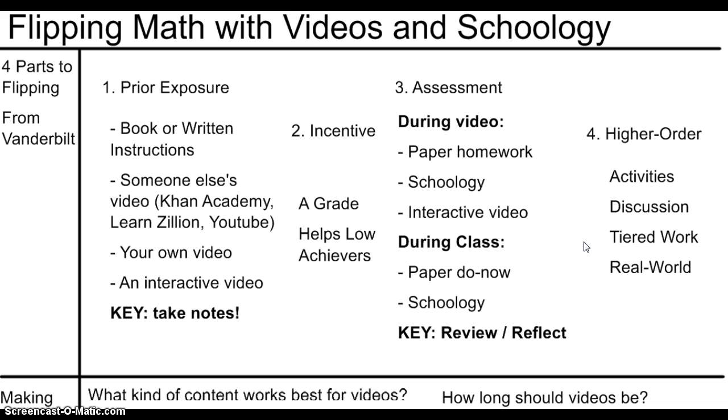So those are the four parts to flipping from Vanderbilt, and really the four we're going to be focusing on today is number one and number three, the prior exposure, that video, and some sort of assessment. And I like to make my own videos, and I like to use Schoology in class. We'll talk about why I do those in a second.